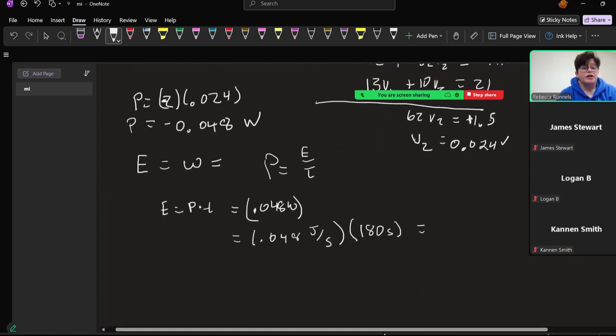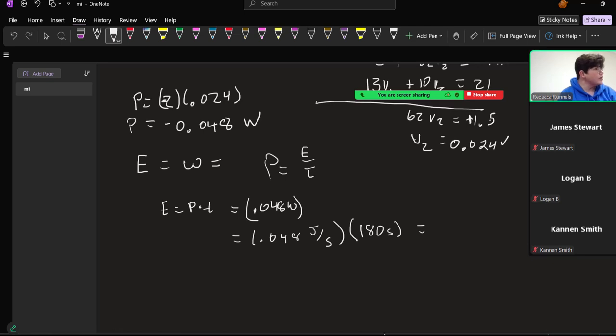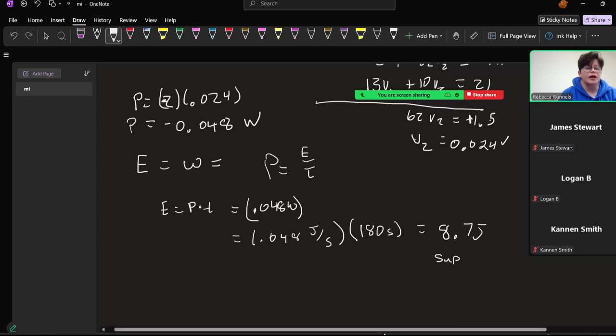Then do you also need to keep the negative? No, I don't. The negative just tells me it's supplied, and once I know that and the answer is asking how much energy, I put it as a positive number and say supplied. So it always would be supplied at that point, but you know it's negative. Right. So I would say a tiny little amount of 8.7 joules supplied.